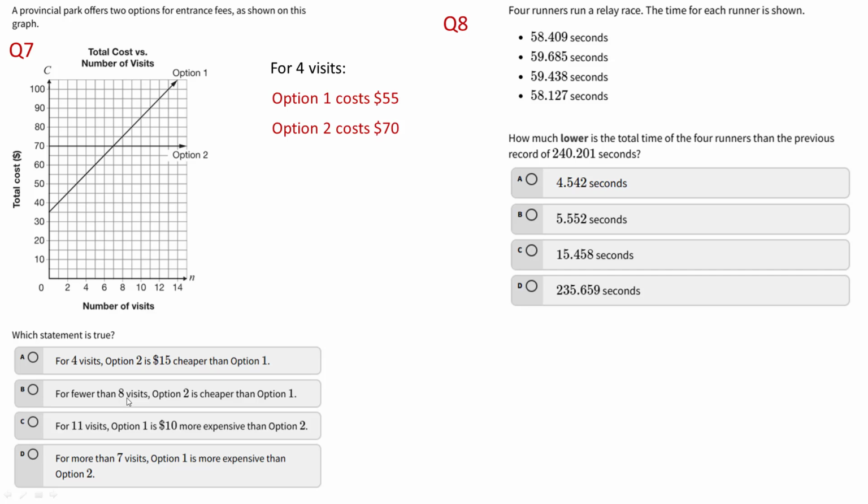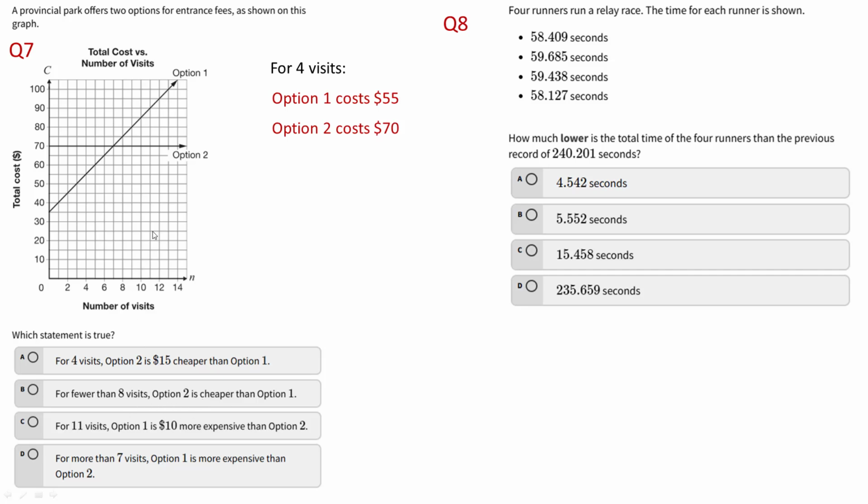For fewer than 8 visits, option 2 is cheaper than option 1. And you see it now, 8 is right here. They're not the same at 8. They're actually the same at 7. So for fewer than 8 visits, mostly option 2 is actually more expensive. So B is not correct.